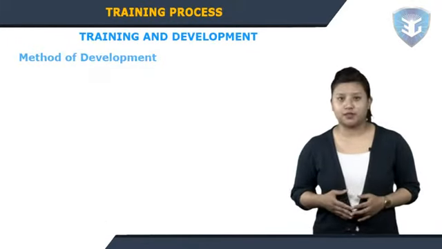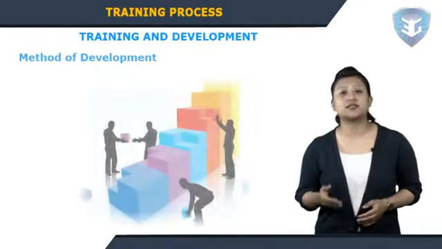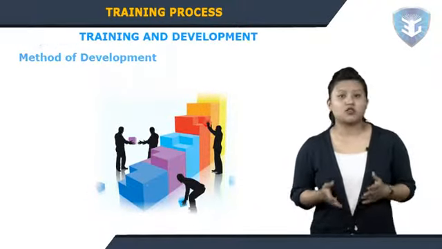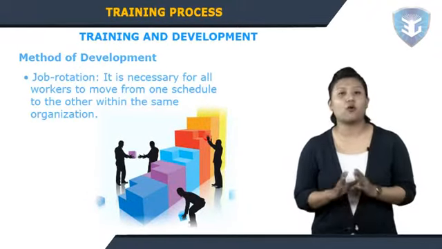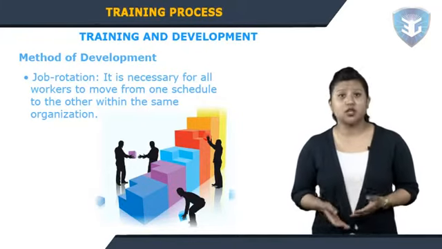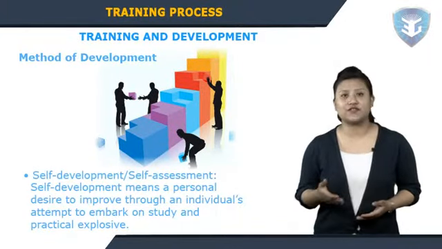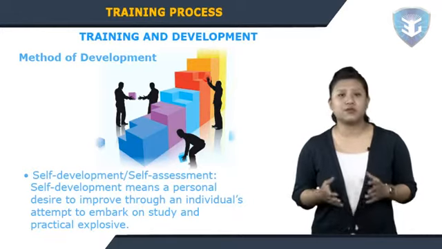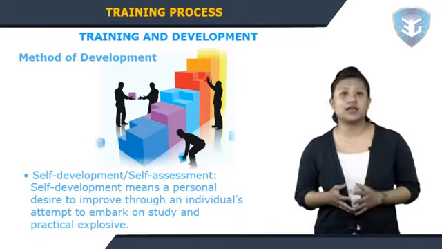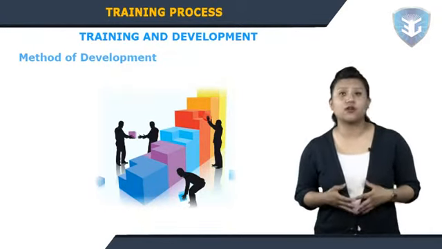The methods of development. Understudy. This is good for succession planning. This allows for smooth transition of work when one officer leaves a schedule or organization. Job rotation. It is necessary for all workers to move from one schedule to the other within the same organization to allow for competence in all spheres of work. Self-development or self-assessment. Self-development means a personal desire to improve through an individual's attempt to embark on study and practical exercises that are independent of an organization's role and contribution.